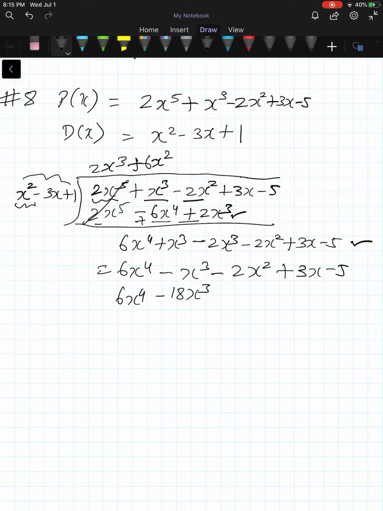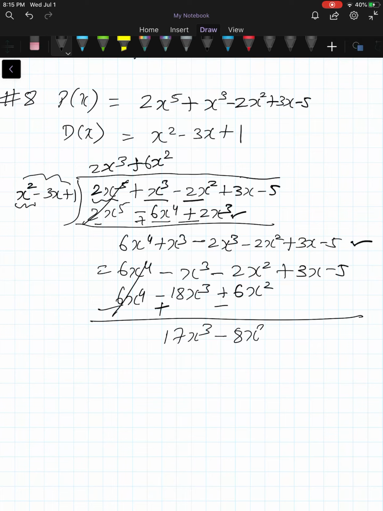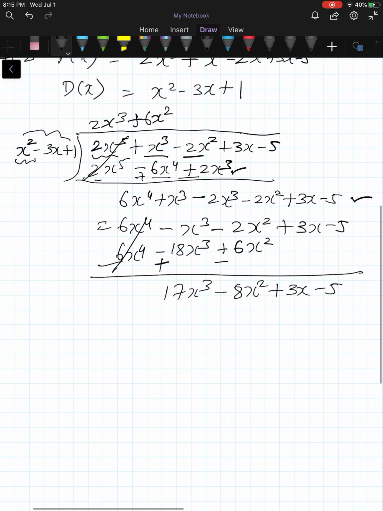Okay, and 6x square times 1 is plus 6x square. So now subtract the terms. This term will get cancelled, and you have the plus sign here, minus sign here, and the rest is as it is. So plus 18x cube minus x cube is 17x cube, minus 2x square minus 6x square is minus 8x square, and plus 3x and negative 5 retained as it is.